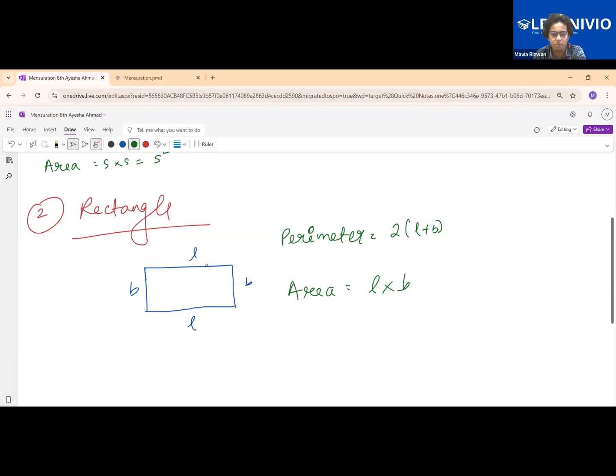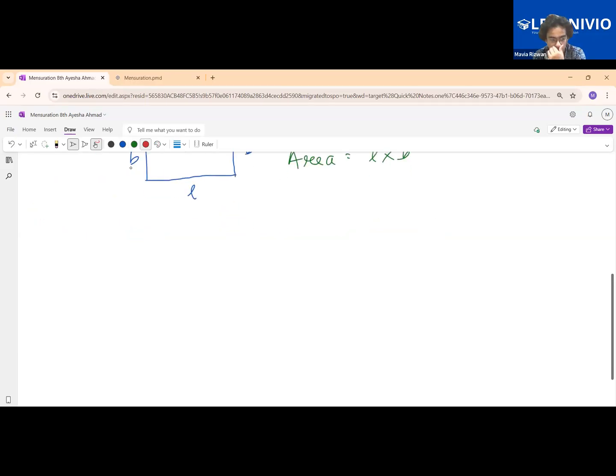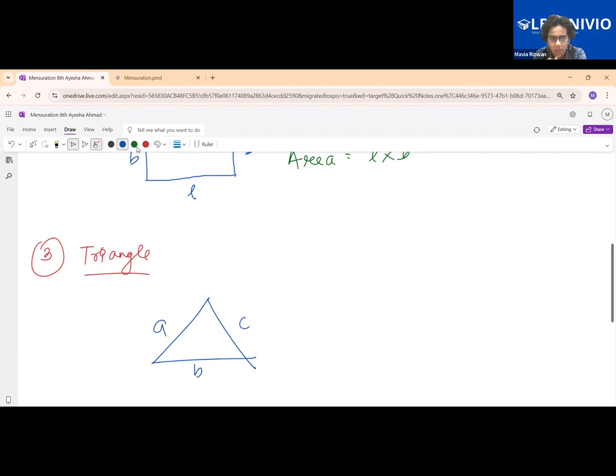Now the next one, bache, we have is a triangle. This is a triangle. Let's say it has different sides only, we are taking a scalene triangle. The perimeter would be very simple, adding them, the sum of all sides. So a plus b plus c.